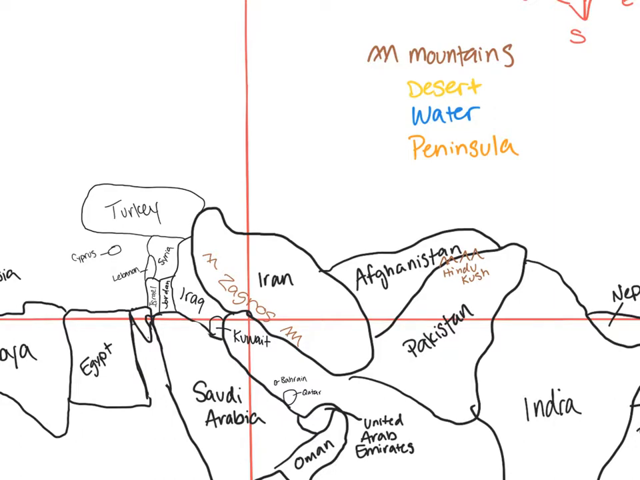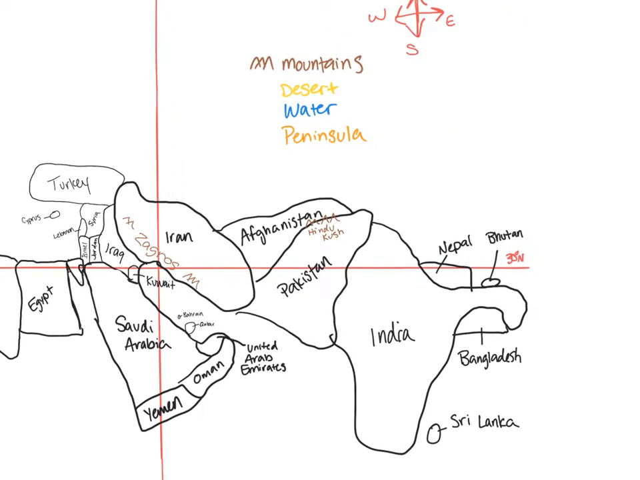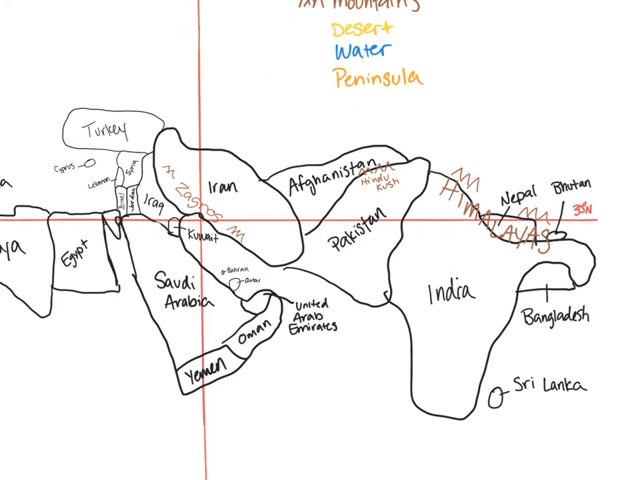The Himalayas, where are the Himalayas? You know where the Himalayas are. It's in India, right? Across through Nepal as well. Himalayas. The Himalayas. Yes. Oh yeah.